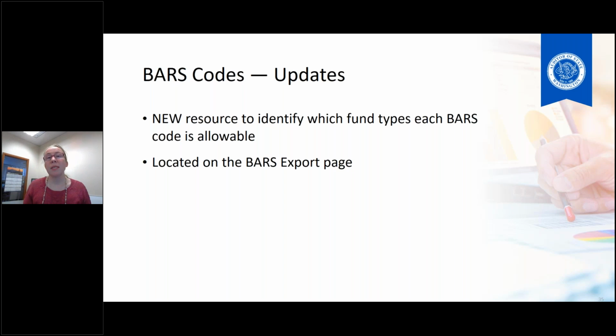If you are a government that has a specific entity type chart of accounts, so your chart of accounts is narrower than the complete chart of accounts, you will want to download your entity specific chart of accounts and do a crosswalk to ensure that you are only trying to use codes available to your government type. To make this a little easier, we are going to put this on the BARS export page, the same page where you download your chart of accounts.